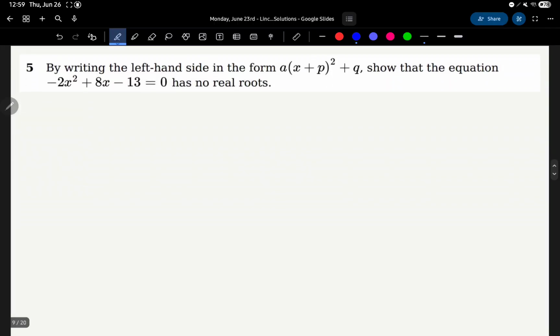Moving on to number 5. By writing the left-hand side in the form a times (x plus p) squared plus q, show that the equation has no real roots. This was actually given before you learned the discriminant, so it served as a preview for discriminants.